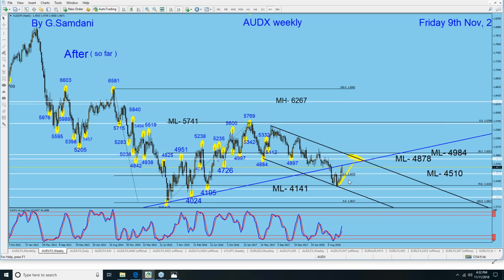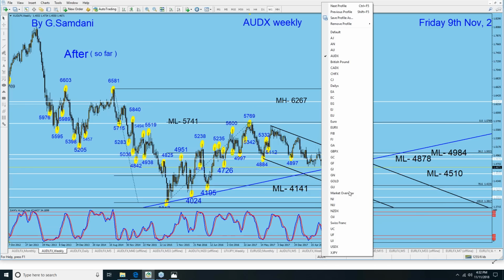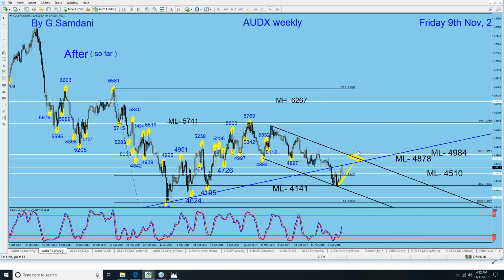Even if we have to go up to this TL, right now I think that we're gonna drop at least back to 45.10. Doing so, Aussie is gonna get weaker. Euro Aussie, Aussie yen, Aussie USD, they will be going down. Now let's take a look at the pound, and then we'll see yen. Yen is the best one right now, so I'm gonna talk about that last.